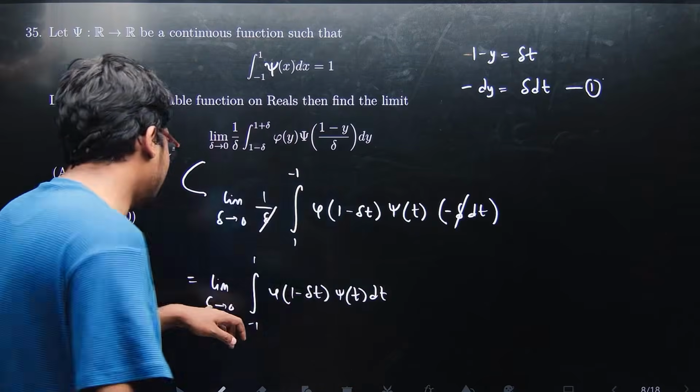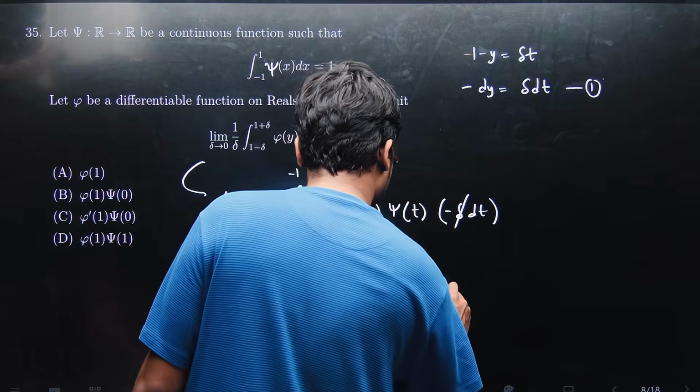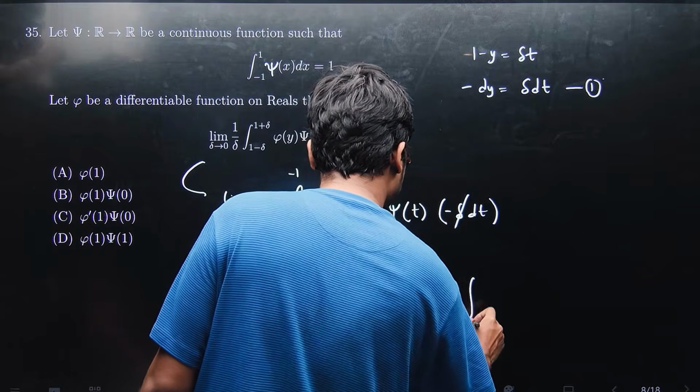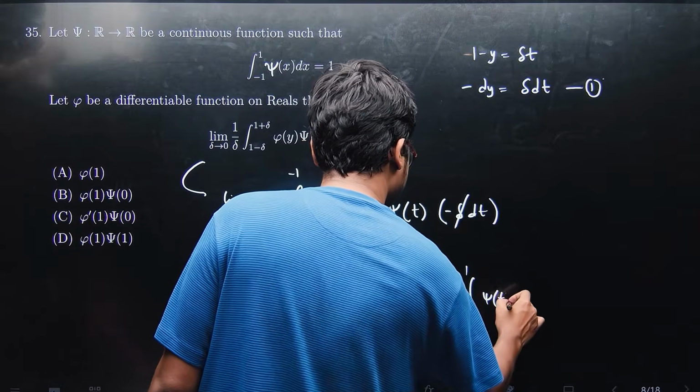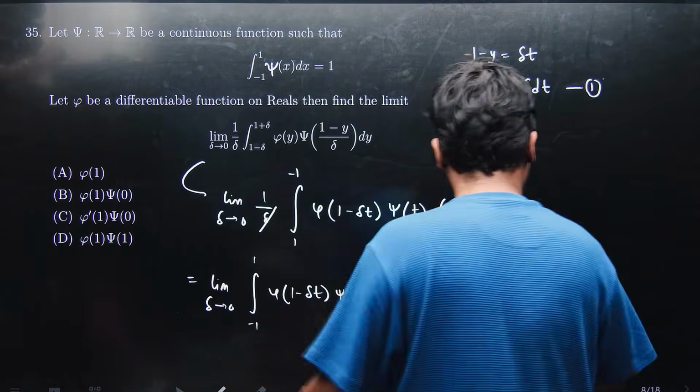Now observe, if I put delta equal to 0, this will just turn into phi of 1, right? So this is going to be phi of 1 times the integral minus 1 to 1 psi t dt, and this integral is given to you. This quantity is equal to 1, right? So this overall value just turns out to be phi of 1, okay?